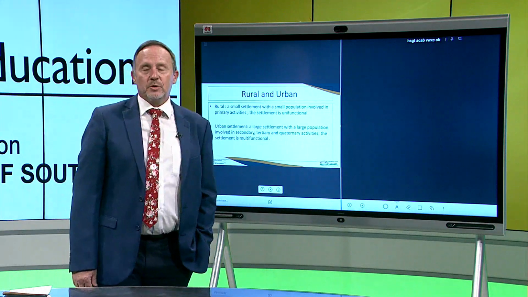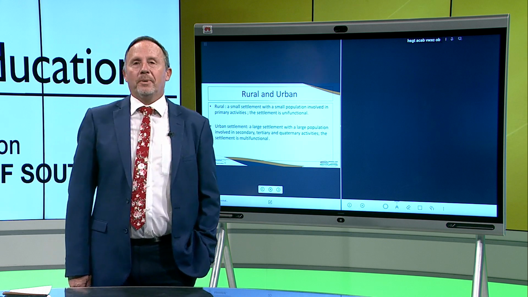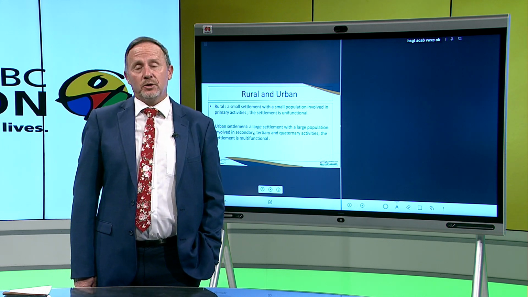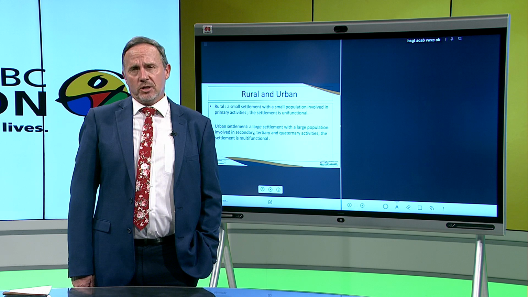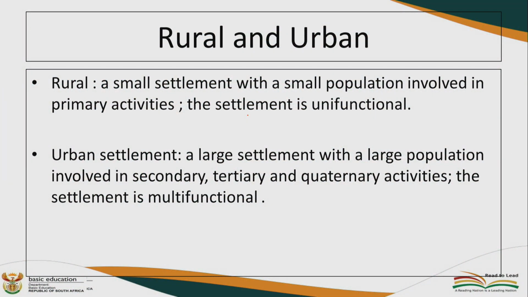The difference between rural and urban are best summed up by the following two definitions that are often asked in the exam. So let's have a look at them. There are three things. One is a size issue. So in rural, we're talking about small populations, primary activities, and then this word here, unifunctional. Don't be too scared by the word itself.